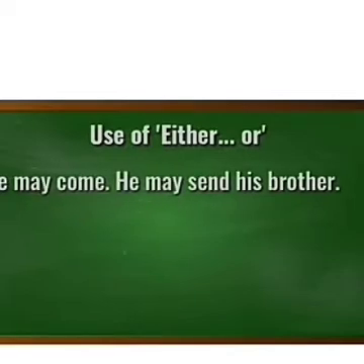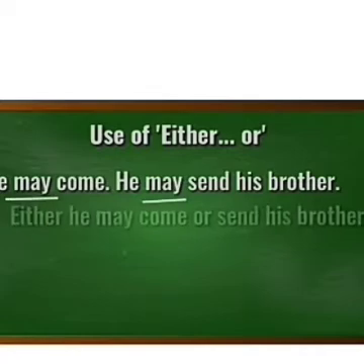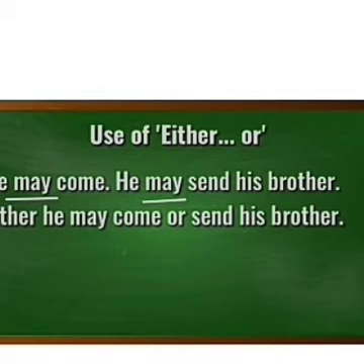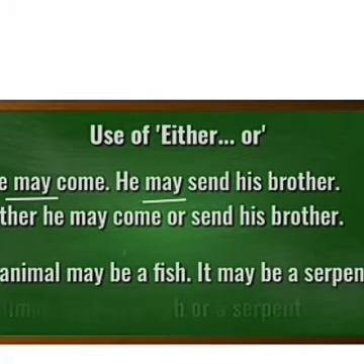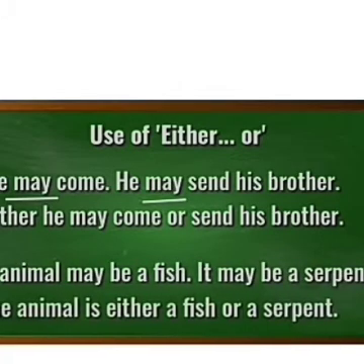Now see how to use "either, or". He may come, he may send his brother. There is no certainty. "May" is there. So in place of "may", you can use "either, or". Either he may come or send his brother, when there is no certainty of anything. And the animal may be a fish, it may be a serpent. You are not sure what the animal is. So you can use "either, or". The animal is either a fish or a serpent.